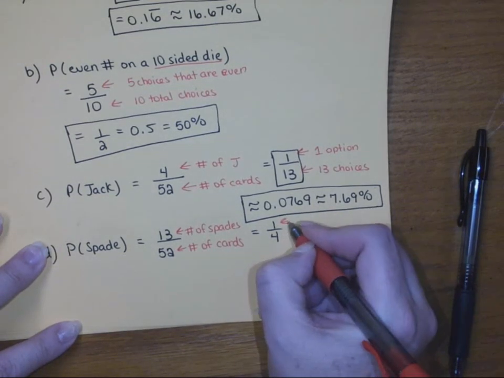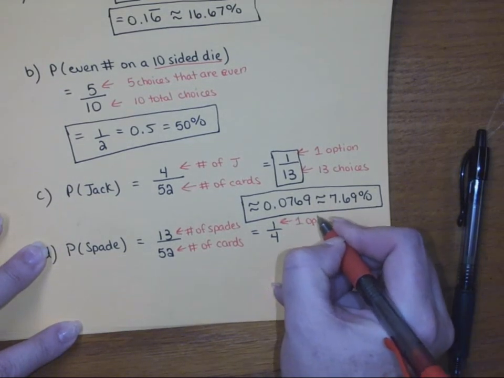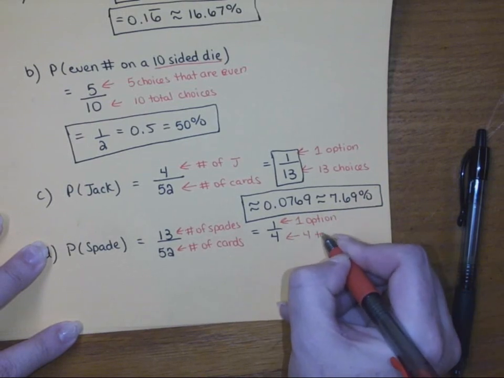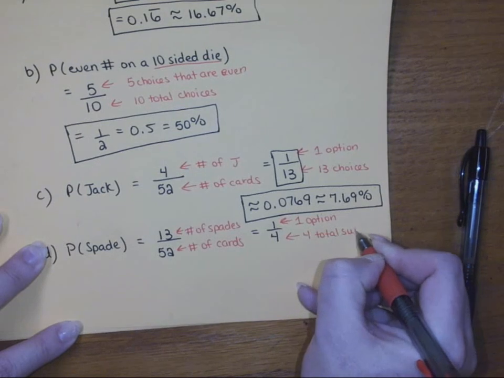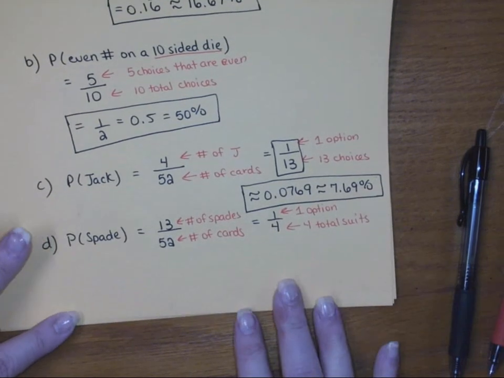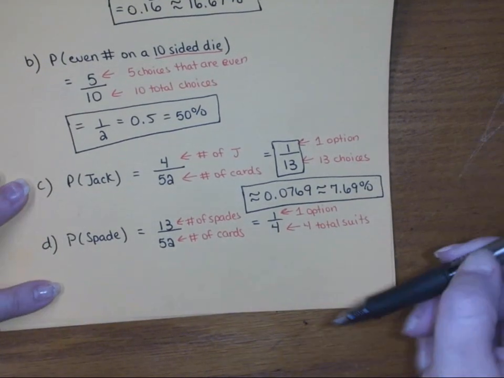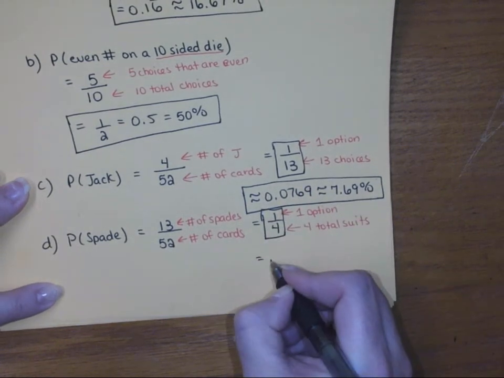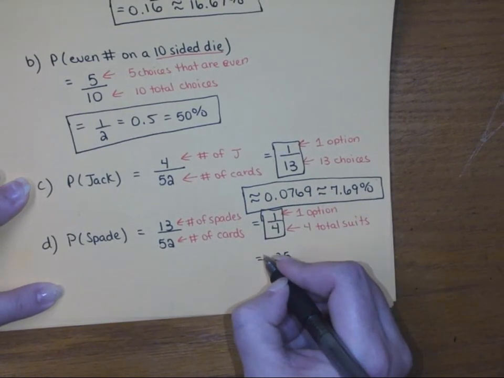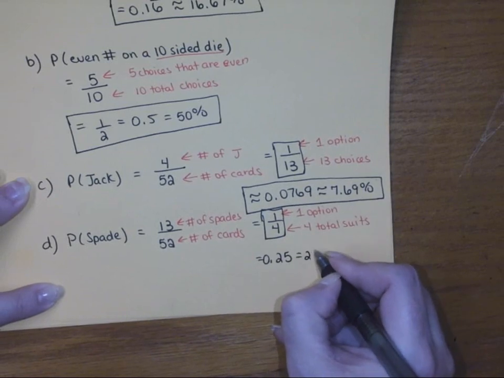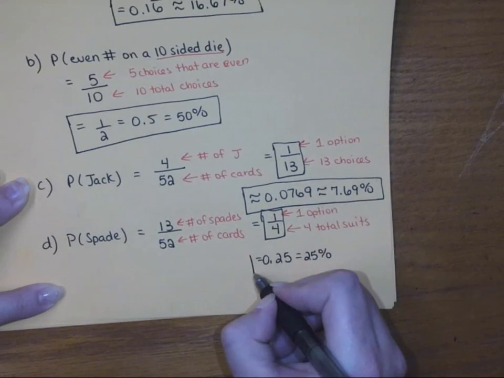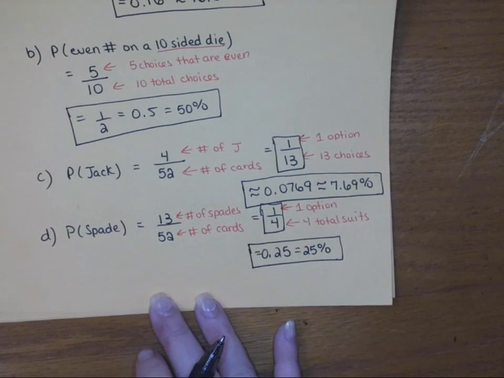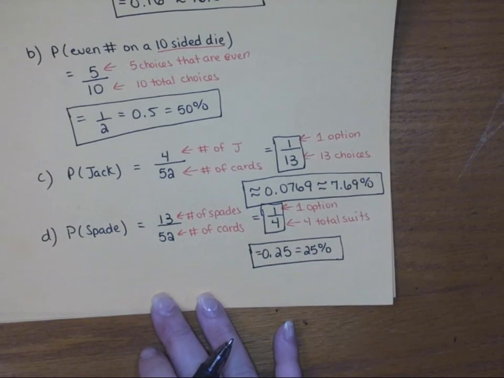Notice we have one option here, out of 4 total suits, because it could be a spade, a heart, a diamond, or a club. But again, reduced fractions are what I'm going to want. So this would be 0.25 or 25%. Notice anytime I round, I'm using the approximately equal to symbol, and anytime I don't round, I'm just using a plain old equals.